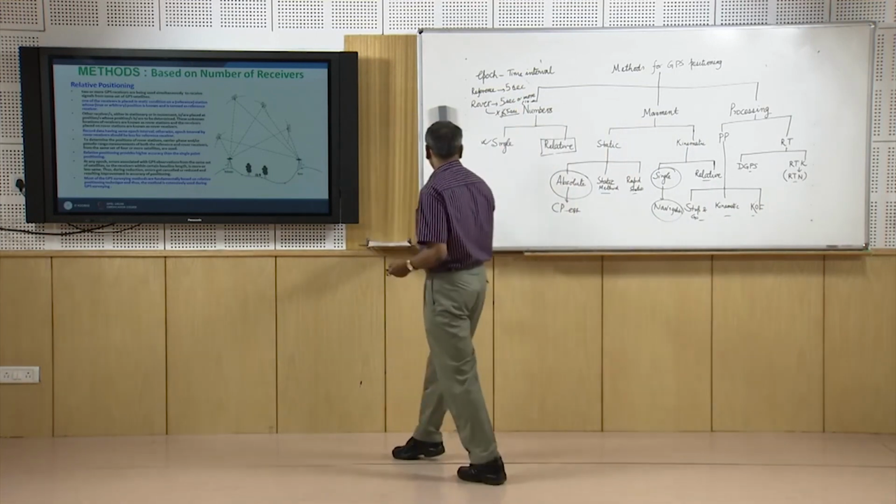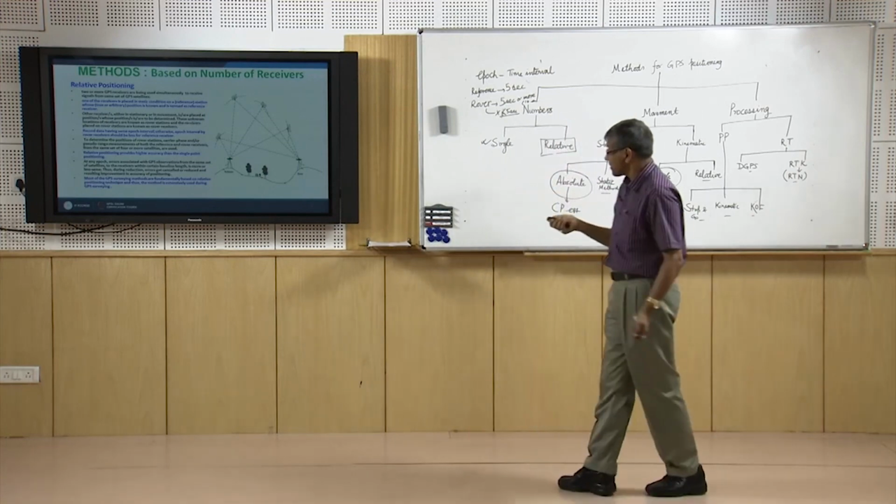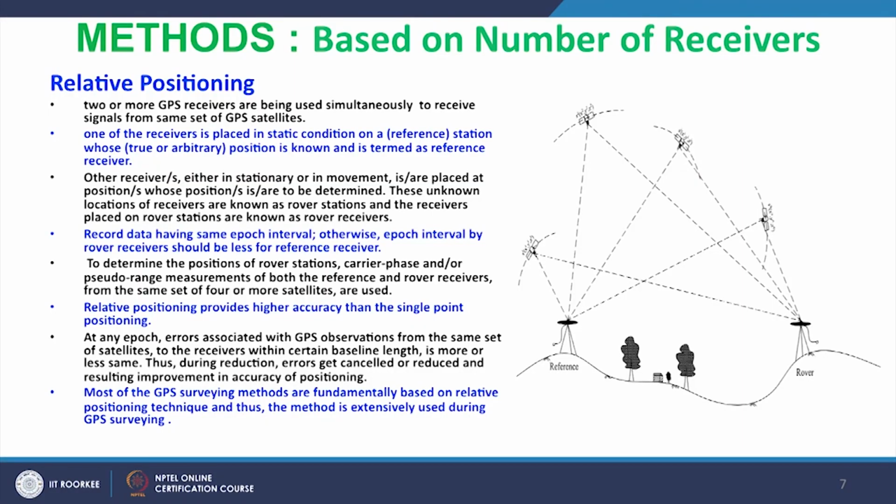This is a very important consideration. First important consideration is that both reference and rover receivers should receive signals from at least 4 identical satellites. Second important condition is that the epoch of observation of the reference receiver should be less than or equal to what is available for the rover receiver.